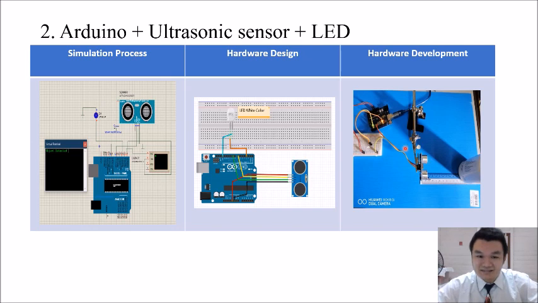The next test uses the Arduino interface with an ultrasonic sensor and LEDs. The figures are shown in the table below. In the hardware development, the test is carried out to detect obstacles. When the object's distance is below a certain distance, for example 6 cm, the LED will light up.